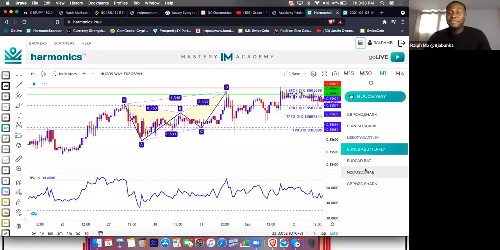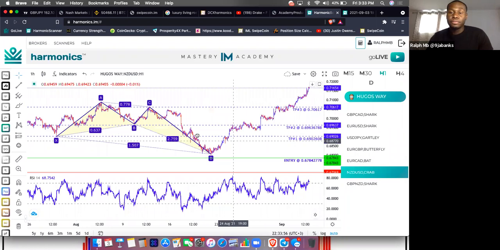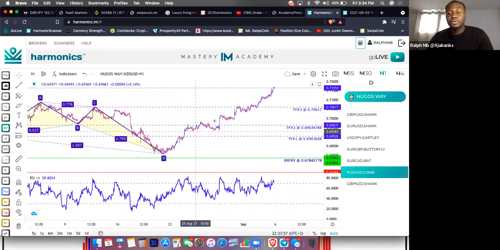So right here we also have NZD/USD, which is one of the pairs that we said we were going to look out for. But this has just completely taken off. So for now, I'm just going to ignore it. To be quite honest, I'm just going to ignore it.